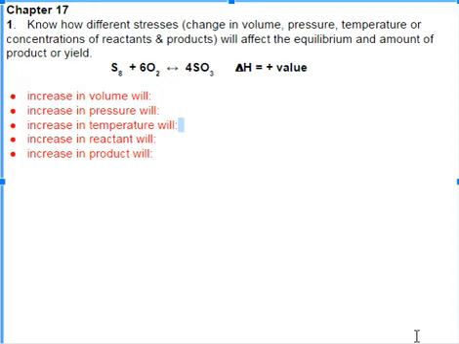Okay, so if we take a look at chapter 17, there's just the one objective, but it's got a lot in it because it says know how different stresses, change in volume, pressure, temperature, or the concentration of reactant or product will affect the equilibrium and amount of product or yield. So you've got 5 different stresses, and you're supposed to predict if the equilibrium shifts left or right, and if that increases or decreases the yield as you do it.